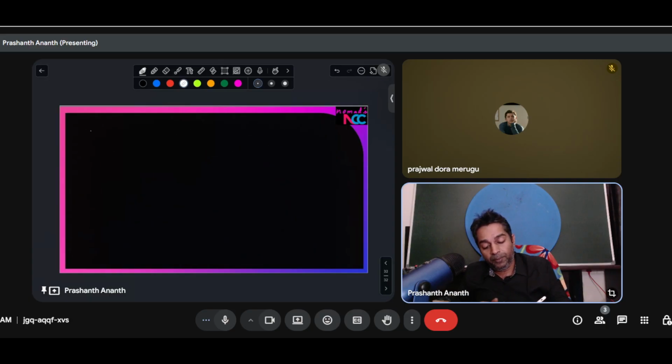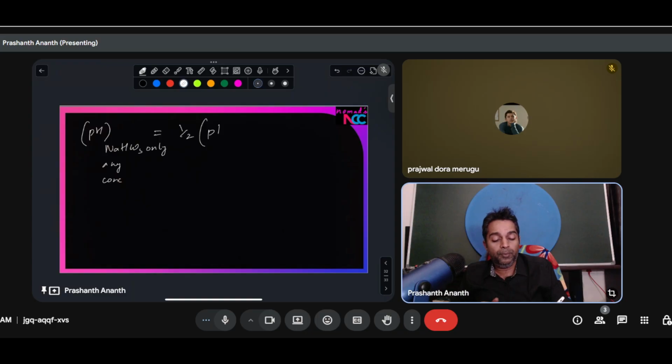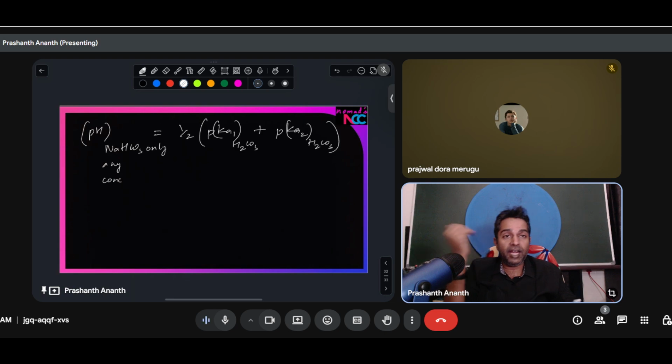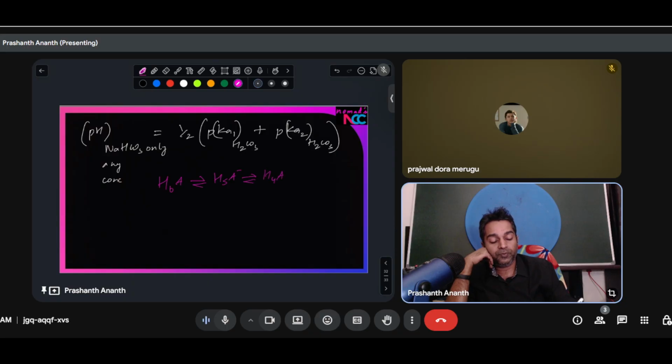So we will have the pH of NaHCO3, any concentration, with NaHCO3 only present in solution, working out as half into pKa1 of H2CO3 plus pKa2 of H2CO3. The same thing can be extrapolated for any middle salt. In the sense, if I have say H6A, first this will become H5A minus, then this will become H4A 2 minus, and so on.